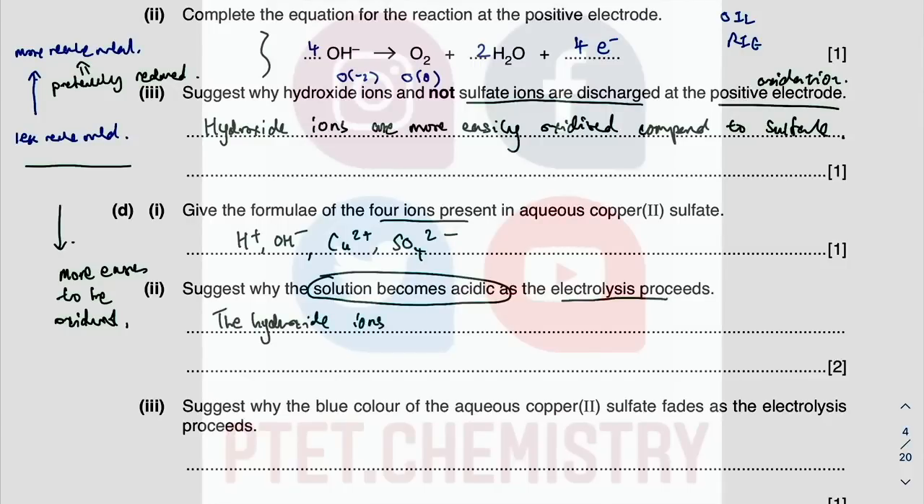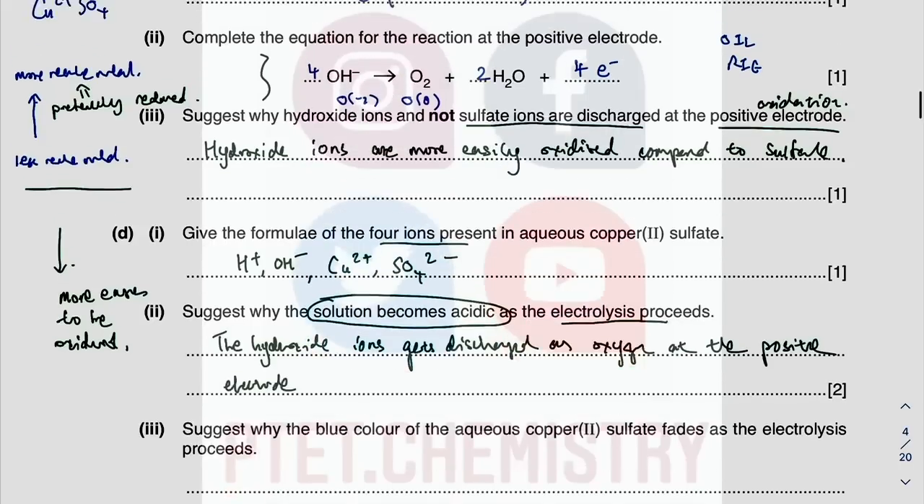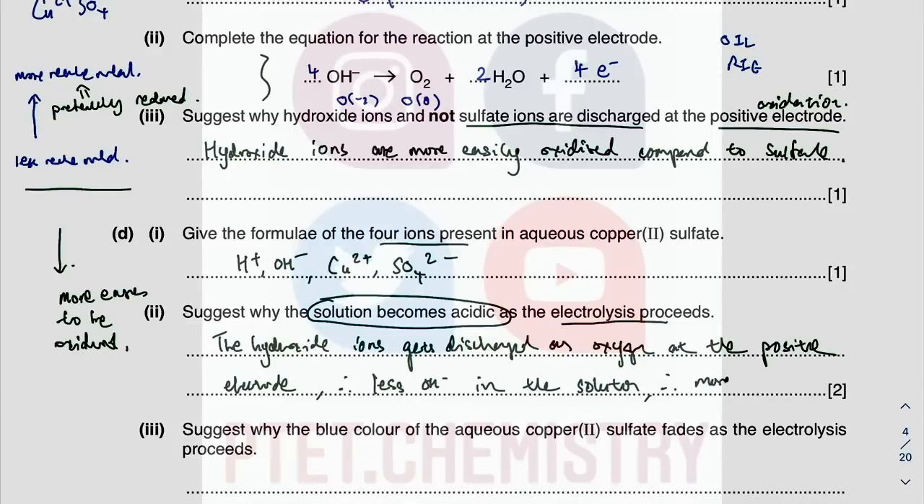The hydroxide ions, they even asked you to write the equation previously, yeah? Gets discharged as oxygen at the positive electrode, which is the anode actually, but there's no point thinking about it. I mean, really say it's positive electrode there. Therefore, less OH minus in the solution mixture, or in the electrolyte. Therefore, more acidic. As you get less and less hydroxide, therefore you will have more and more H plus.